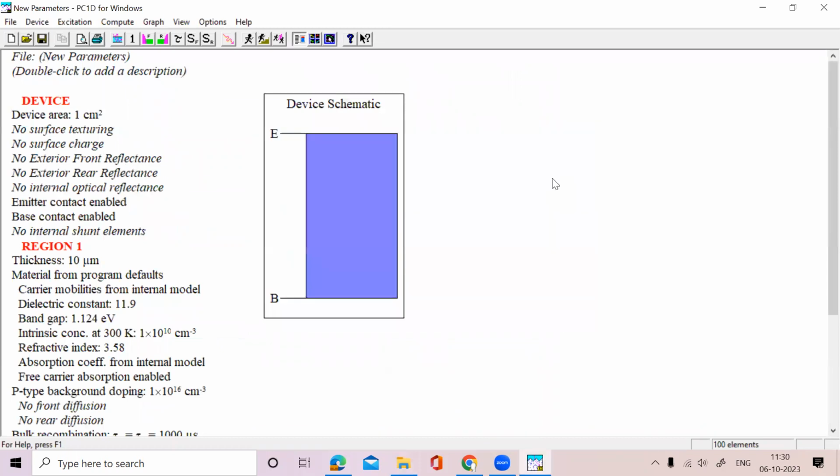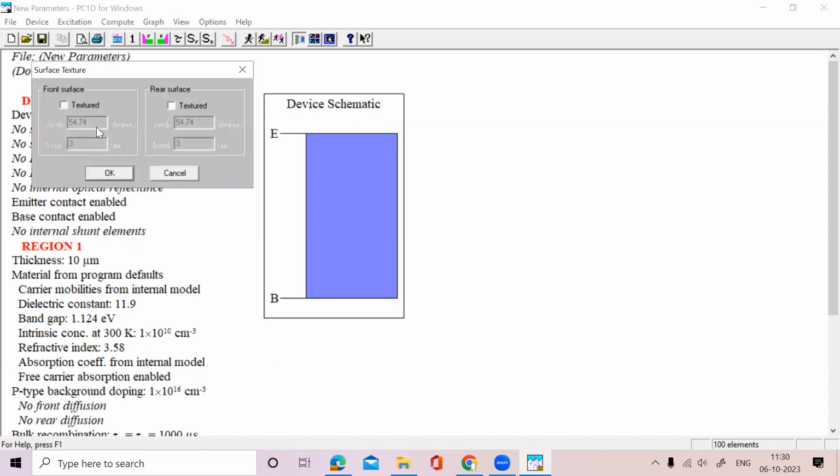When you click this, you can find one thing called device area. I am taking the device area as 1 centimeter square. You can increase or decrease this also, but 1 centimeter square is a standard. So no need to change anything.